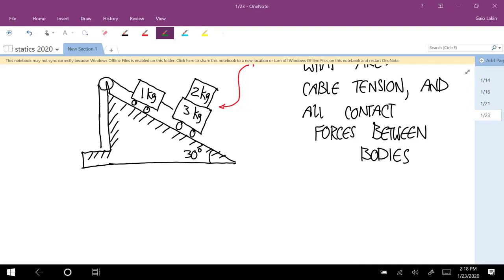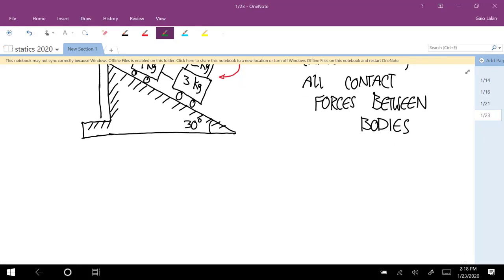But the approach that I'm going to take in this class is let's just draw free body diagrams for each of those 3 bodies, see how many variables we have, see how many equations we have, and not worry about trying to figure out, can we lump these things together, not lump these things together, that sort of stuff. Okay, so let's start with a free body diagram of the 1 kilogram.